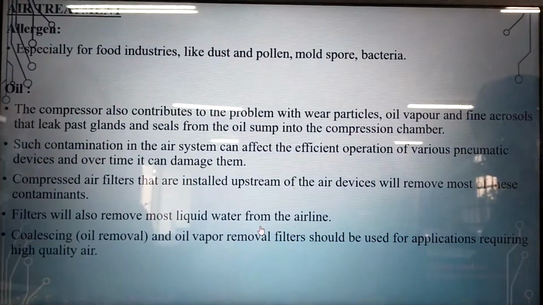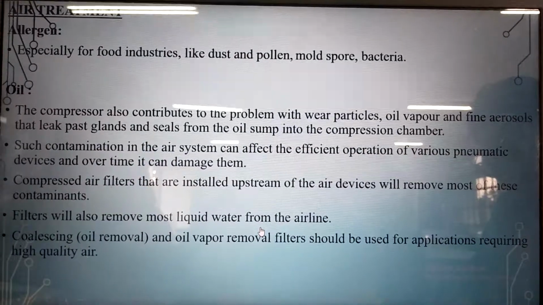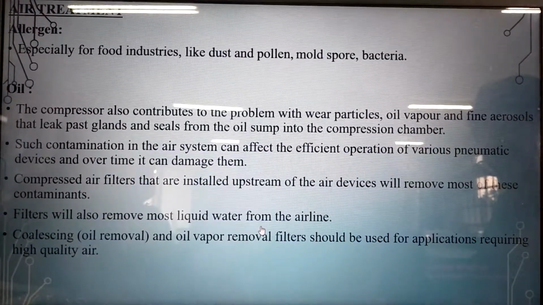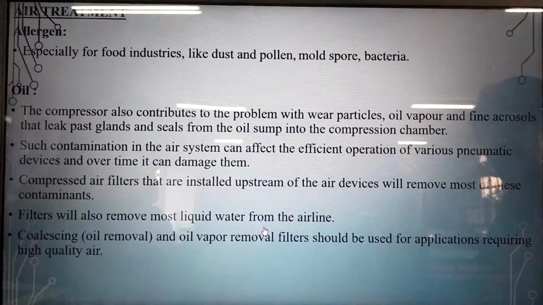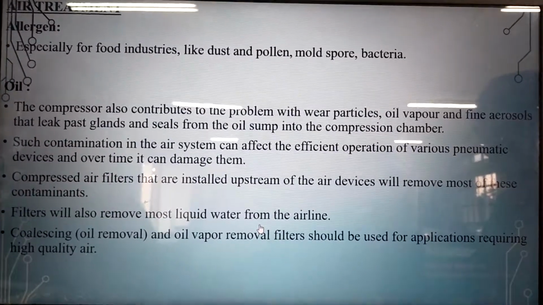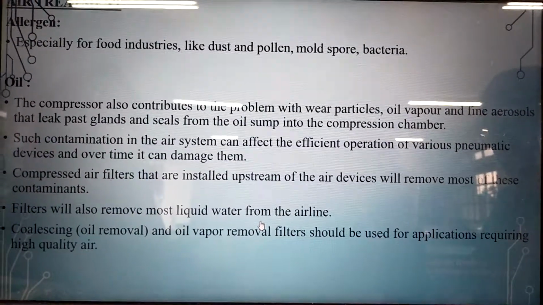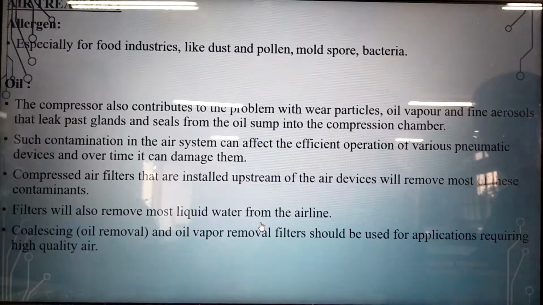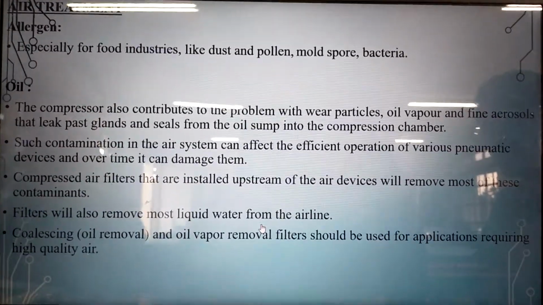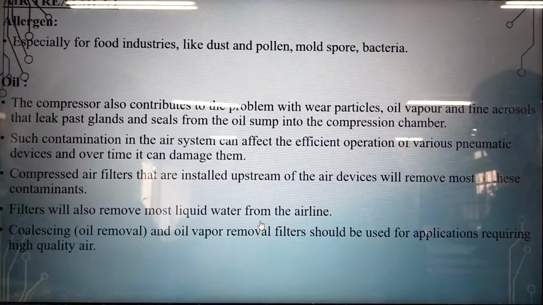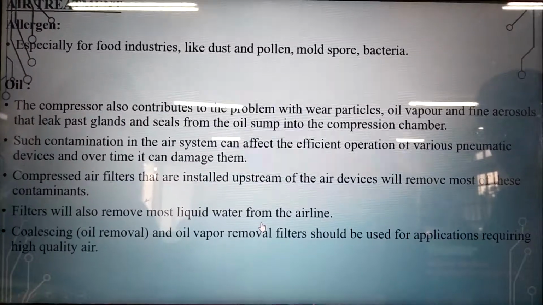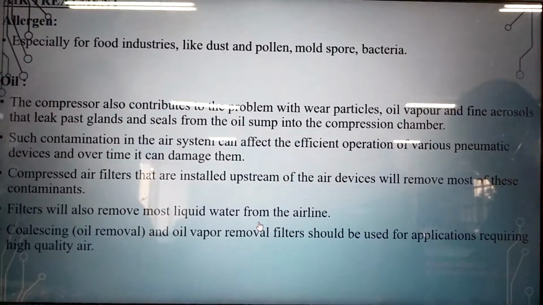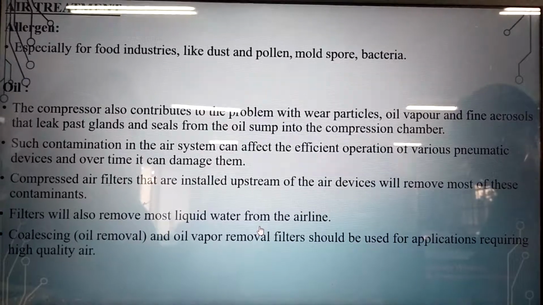Air treatment. Allergens, especially for food industries, like dust and pollen, mold spores and bacteria. Oil: the compressor also contributes to the problem with wet particles, oil vapor and fine aerosol that leak past glands and seals from the oil sump into the compression chamber.